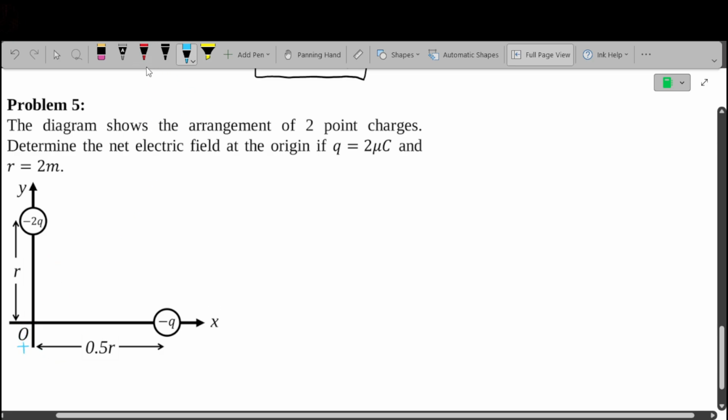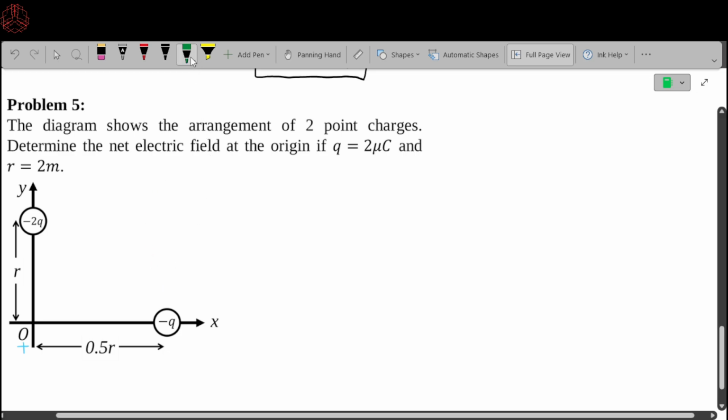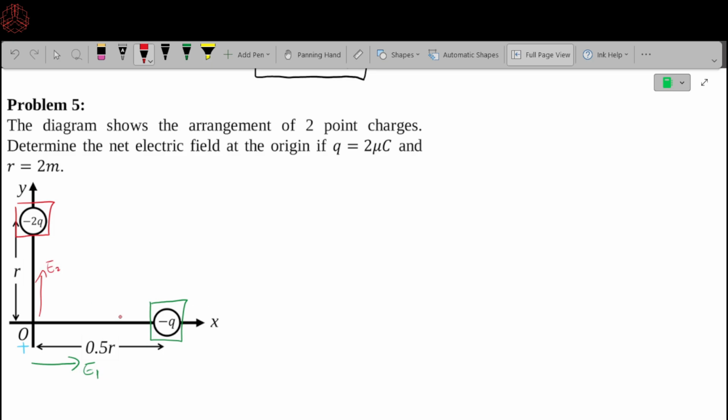Okay, so the first thing, let's consider the interaction of that positive test charge with the negative Q. Positive and negative is going to be attractive, so I'm going to have E1 in this X direction to the right. And then if I consider negative 2Q, again positive and negative is going to be attractive, so I will have E2 going upwards.